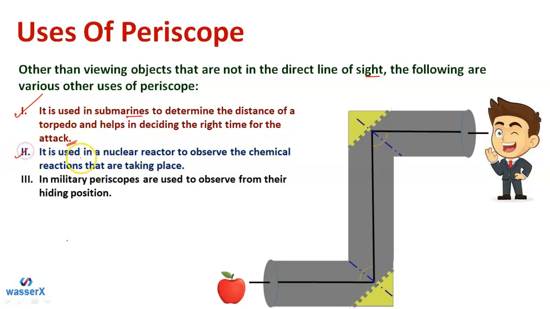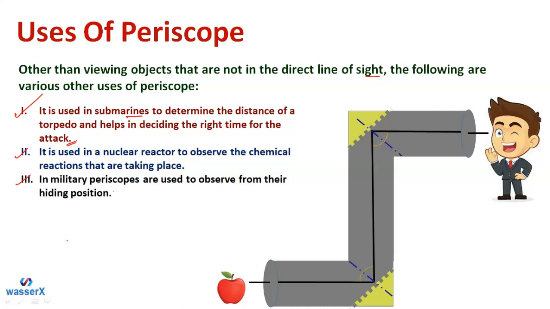The second use, students, is in nuclear reactors, to observe the chemical reactions that are taking place. And third, in the military, periscopes are used to observe from hiding positions. So there are various uses of the periscope. I have mentioned only a few here, but there are so many other uses of the periscope.